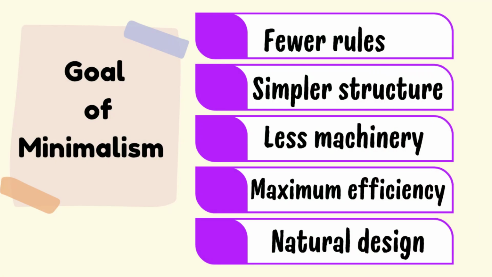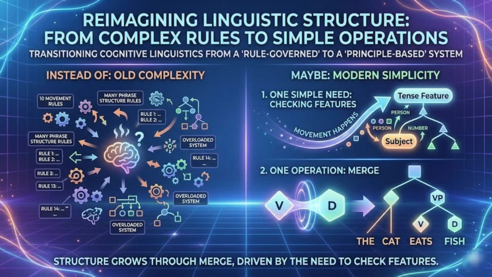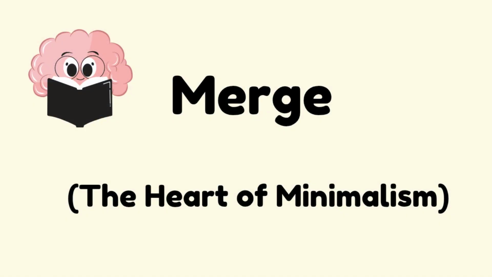Goal of minimalism: to explain language using fewer rules, simpler structure, less machinery, maximum efficiency, natural design. Example: instead of 10 movement rules, maybe movement happens because of one simple need, checking features. Instead of many phrase structure rules, maybe structure grows through one operation, merge. This was revolutionary. Now let's discuss merge, the heart of minimalism.